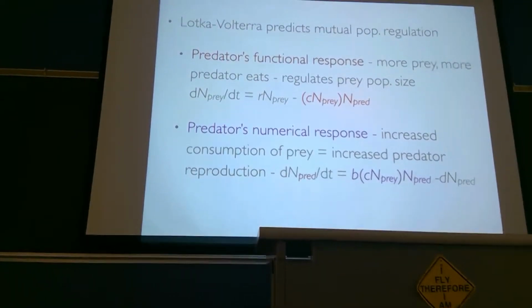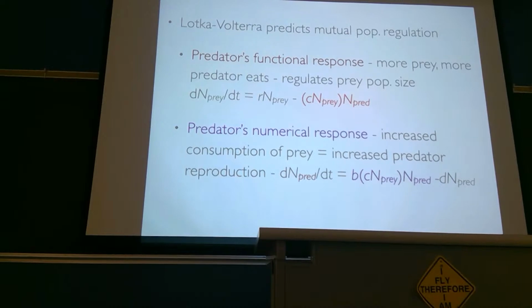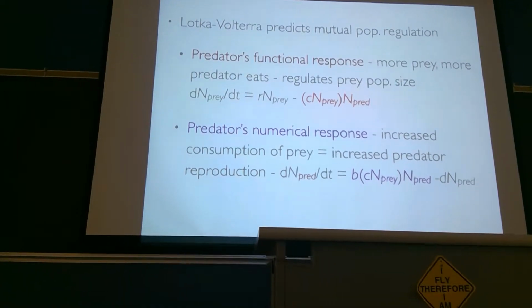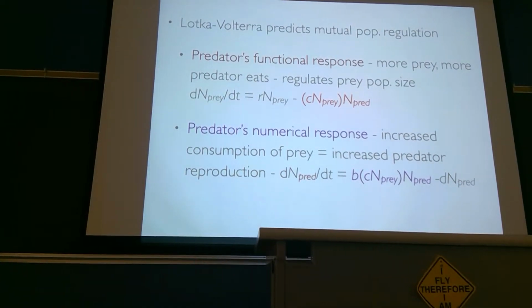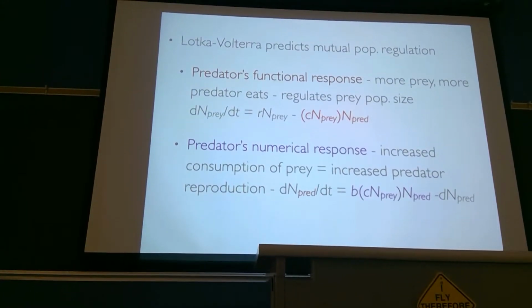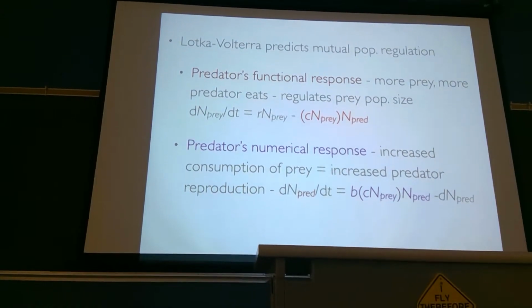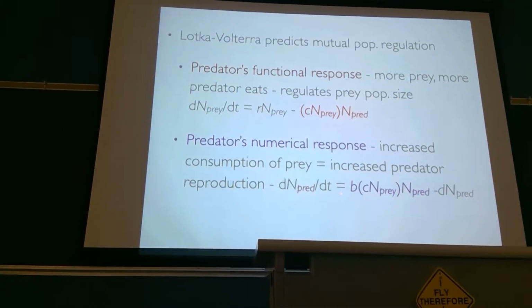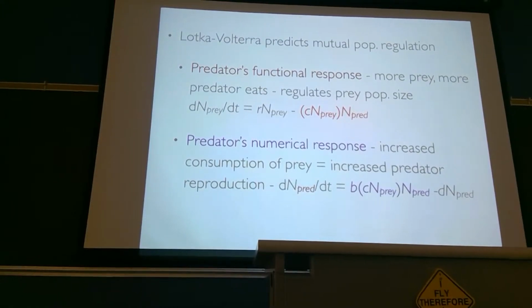All right, the predator's numerical response is that an increase in consumption of prey equals increased predator reproduction. It changes the numbers of the predators because it affects their birth. And so these are two different things. The predators affect the prey population by eating, and they also affect themselves by eating, which is their numerical response. Again, that's an effect of their ability to find prey, prey population sizes, their current population size, and their efficiency at converting food into reproductive effort. But that affects their numerical response.